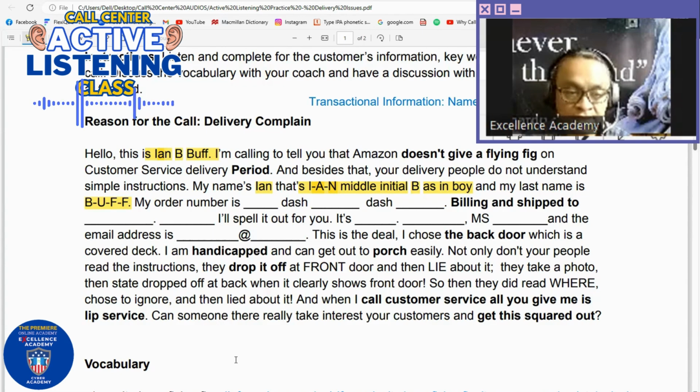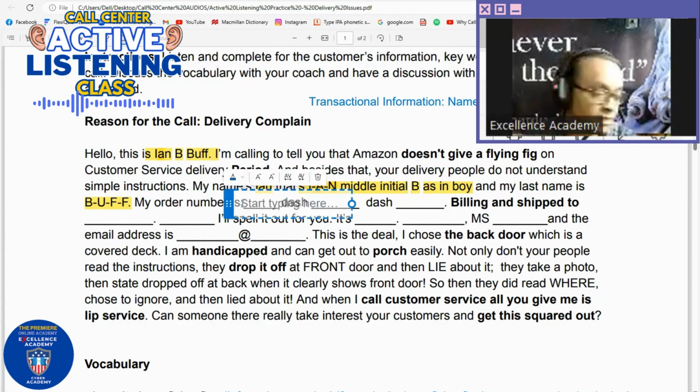Okay, thank you, sir. I do appreciate that. So just to verify here, right? This is transactional, so you don't need to worry too much about this. All you have to do is just ask the customer. Mr. Customer, my apologies. Can I get the order number once again, sir? And usually the customer will say it slowly.